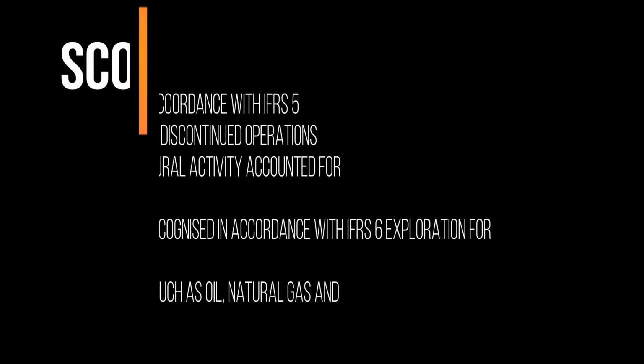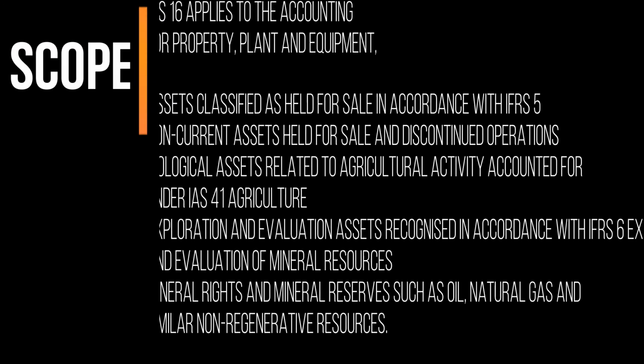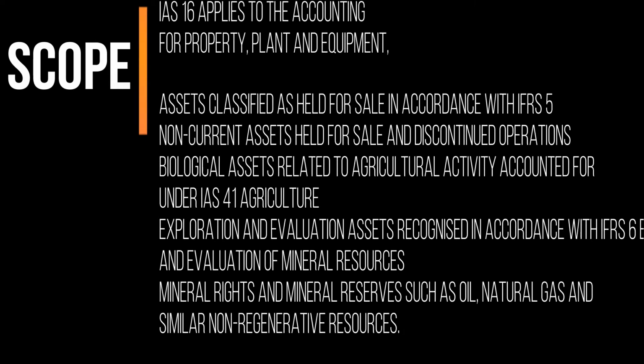Scope: IAS 16 applies to the accounting for property, plant and equipment except where another standard requires or permits different accounting treatments. For example, assets classified as held for sale in accordance with IFRS 5, Non-current Assets Held for Sale and Discontinued Operations. Biological assets related to agricultural activity accounted for under IAS 41 Agriculture. Exploration and evaluation assets recognized in accordance with IFRS 6, Exploration for and Evaluation of Mineral Resources, and mineral rights and mineral reserves such as oil, natural gas and similar non-regenerative resources.